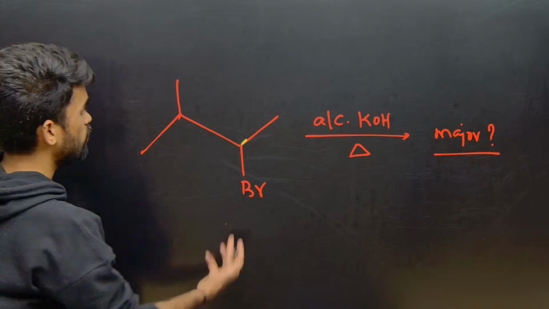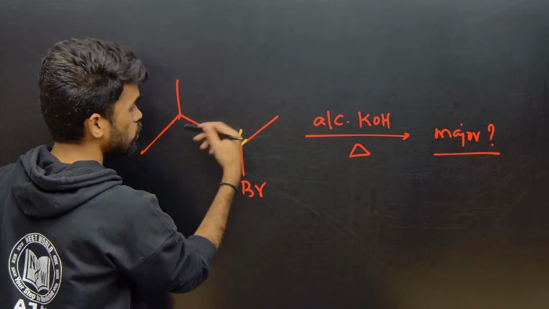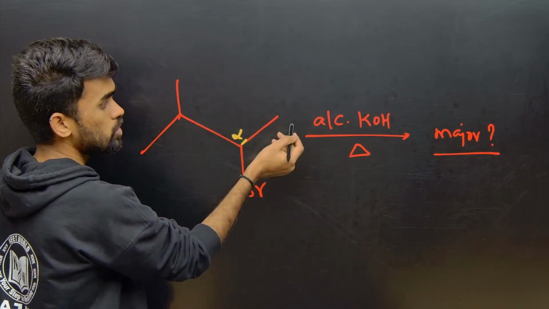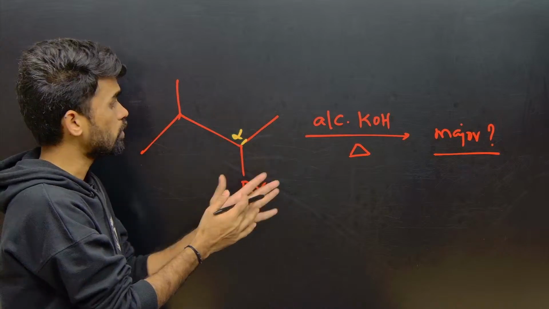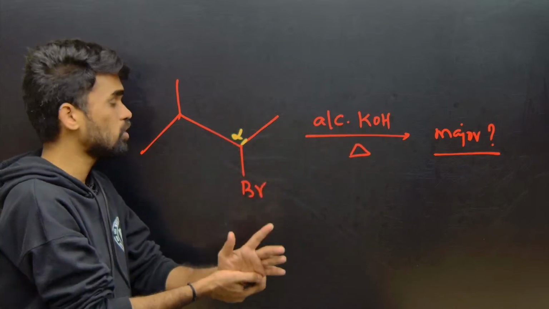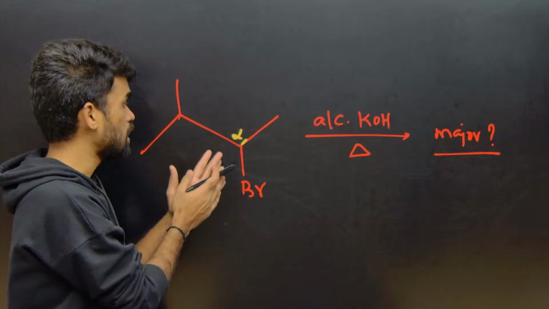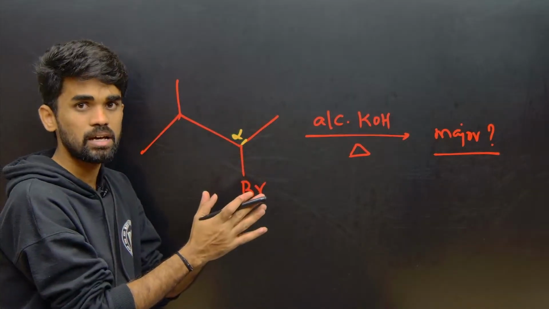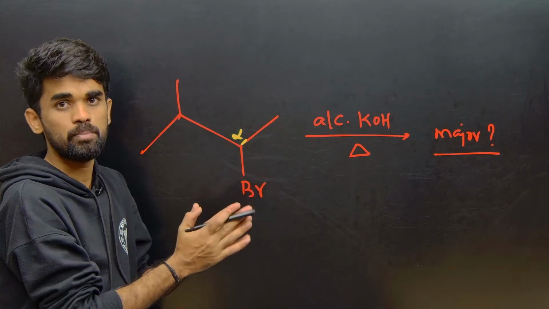Okay, so if this is alpha, identify beta positions. From that beta position, you remove one beta proton, so you will get the product. What I told you, internal alkene is more stable, so identify which is the internal or more stable alkene, that will be our major product.